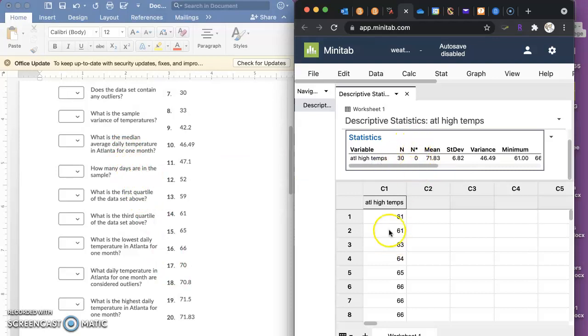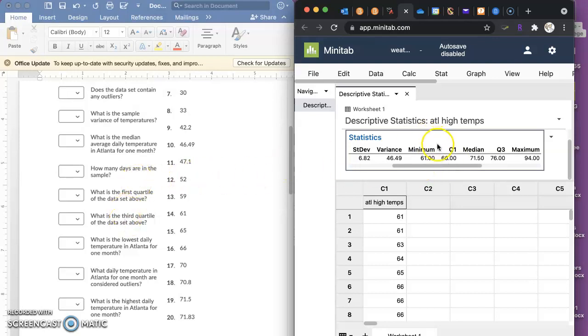N asterisk is for if there was an error somewhere along here in putting the data in. It would say like 1 if there was an error in one of these spaces, but that's just what N asterisk is. Typically you don't need to pay attention to it. What is the first quartile of the data set? Okay, so we go over here and we look at quartile 1. Quartile 1 is 66, and that means 25% of all the data is at or below the temperature of 66.